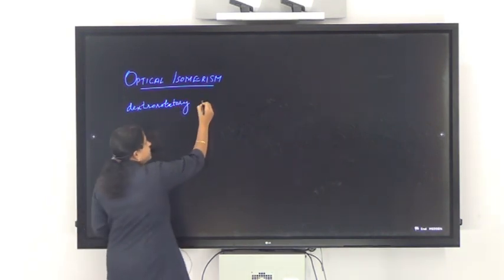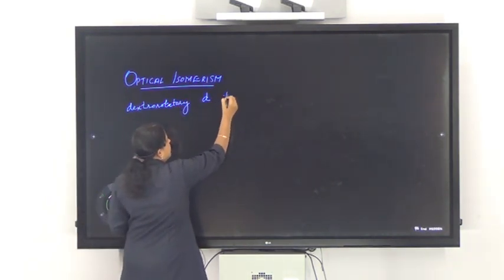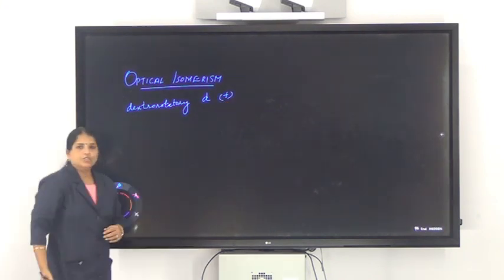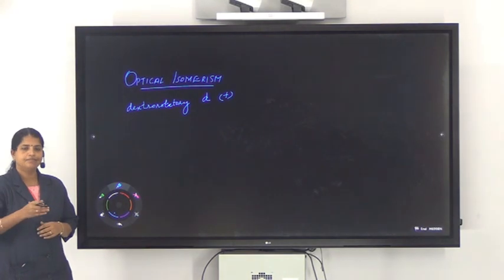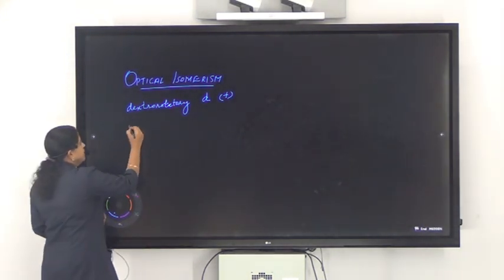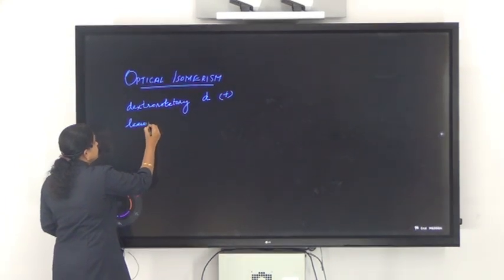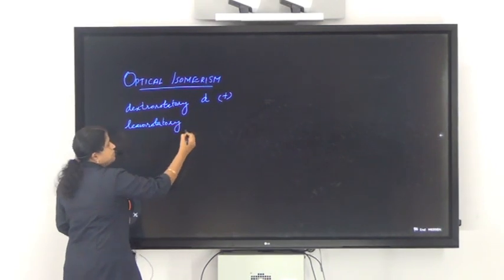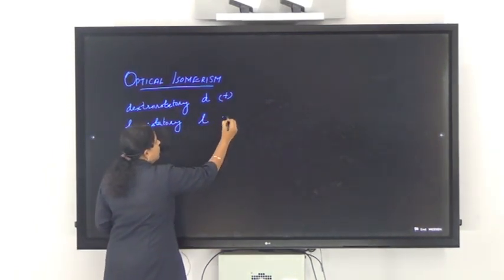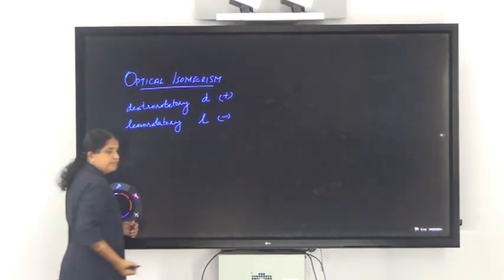That is denoted by the letter D or plus sign. Those substances which rotate the plane of polarized light towards the left or anti-clockwise direction are called levorotatory. That is represented by the letter L or minus sign.